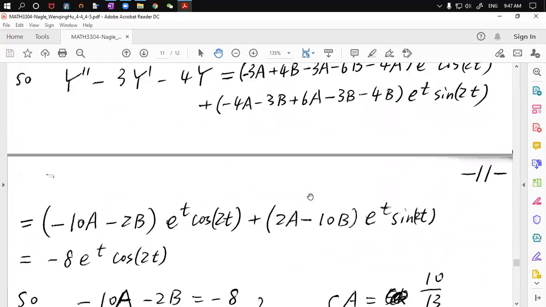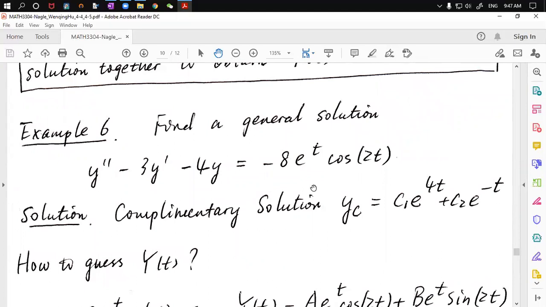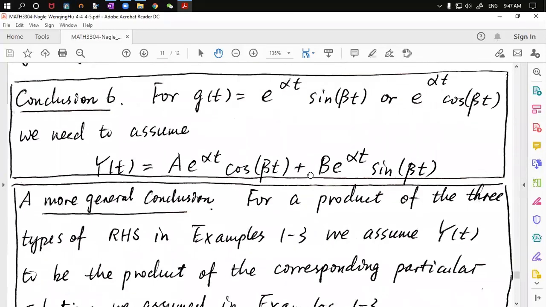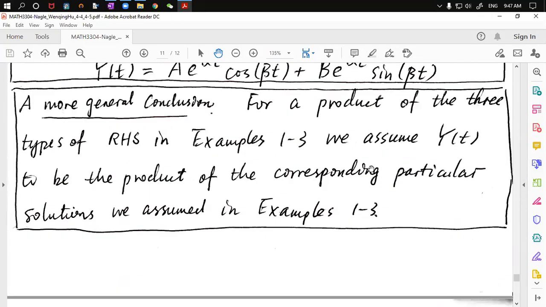So by divide and conquer, if the right-hand side is a product form, then you should divide and conquer in terms of product form, and you get your solution. So that's a way of how you find it. Our conclusion is that if the right-hand side is an exponential multiplied by sine or cosine, you should try an exponential multiplied by both sine and cosine. And the more general conclusion says that if you have a product of the three types of right-hand side, that means it's either a polynomial, an exponential, or sine, cosine, then you should try a product of the corresponding solutions assumed in the examples. Is that good?